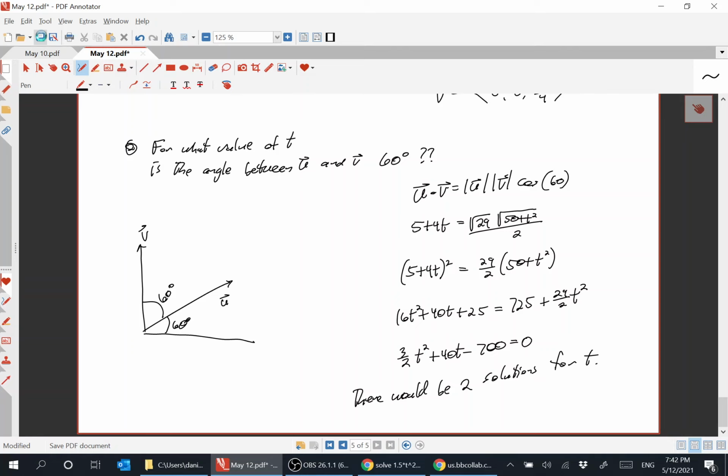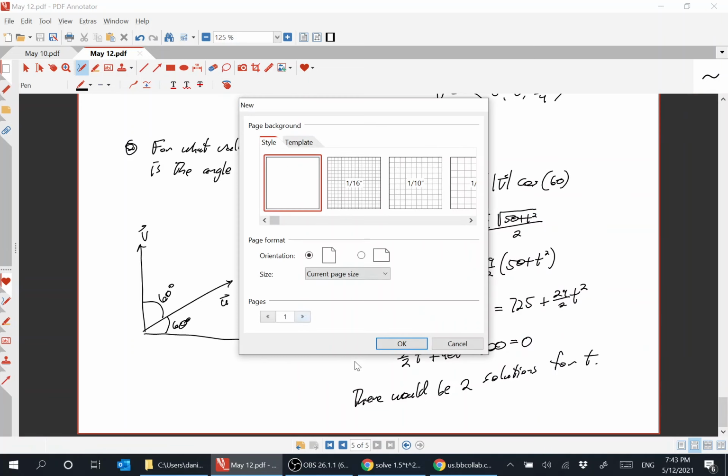So those are some other cool consequences of the dot product. All right, let's go on to section 2.4 on the cross product.